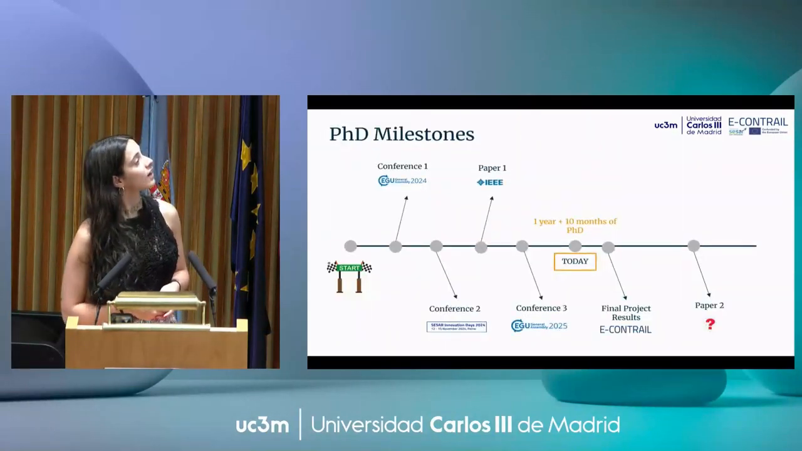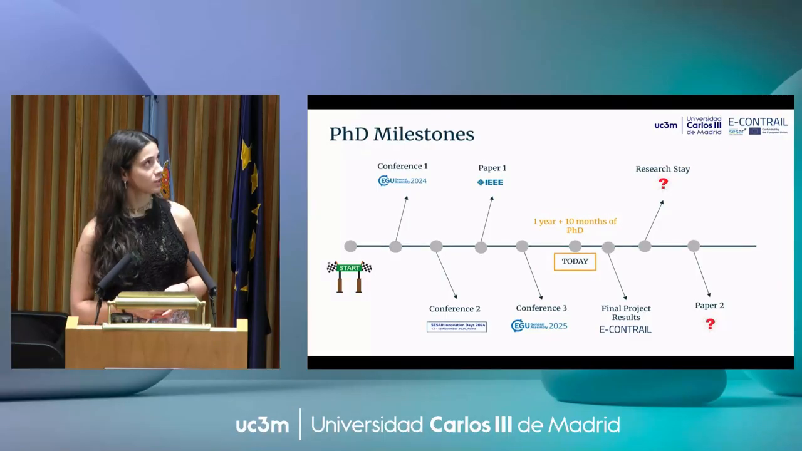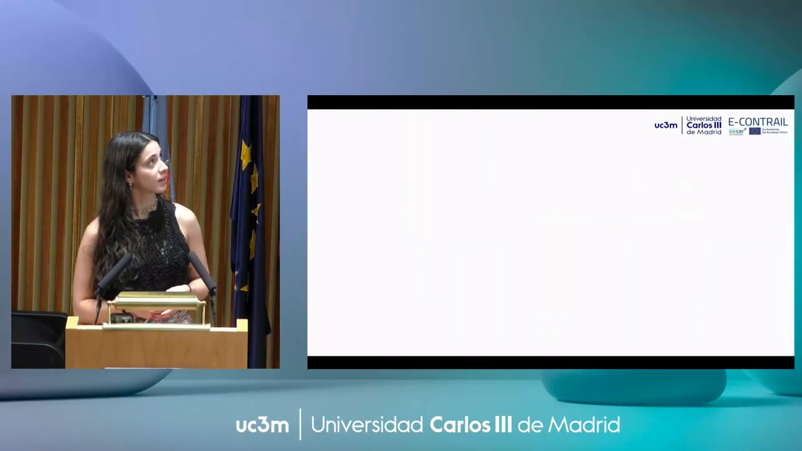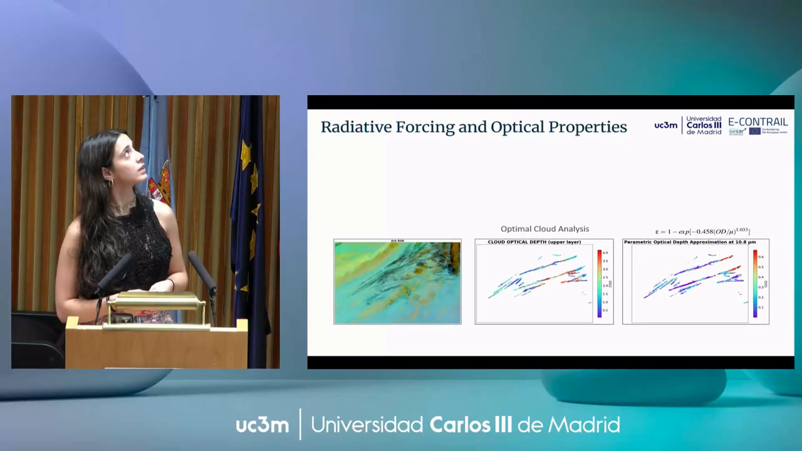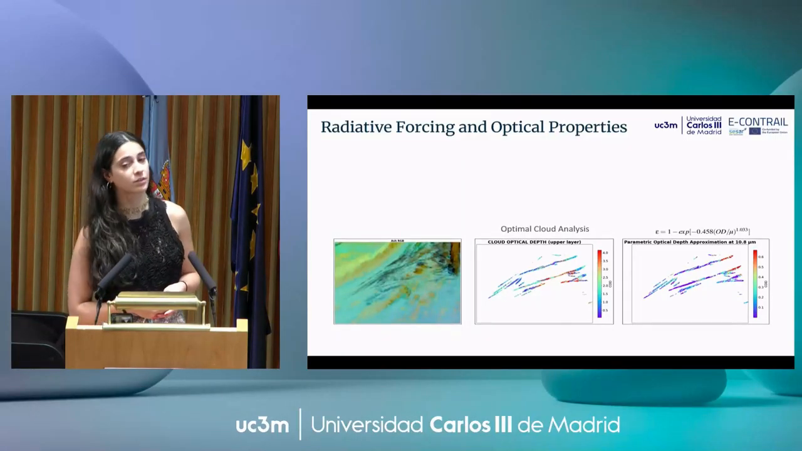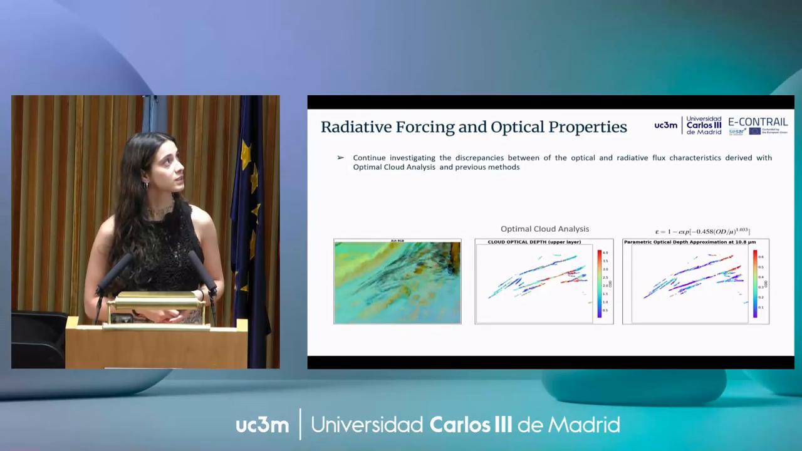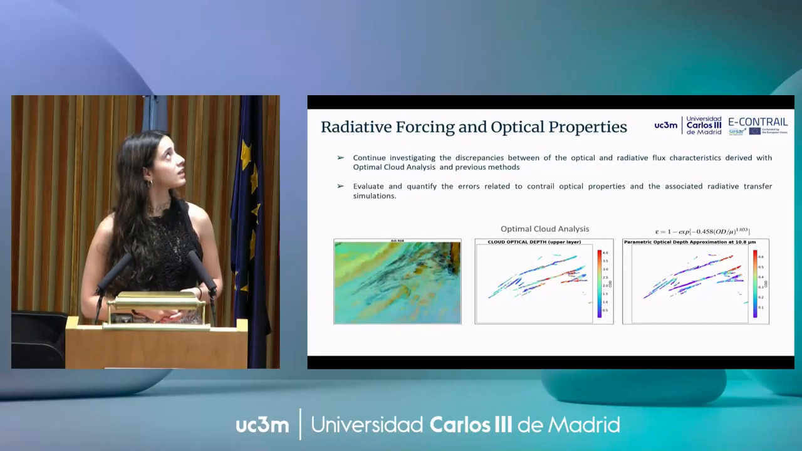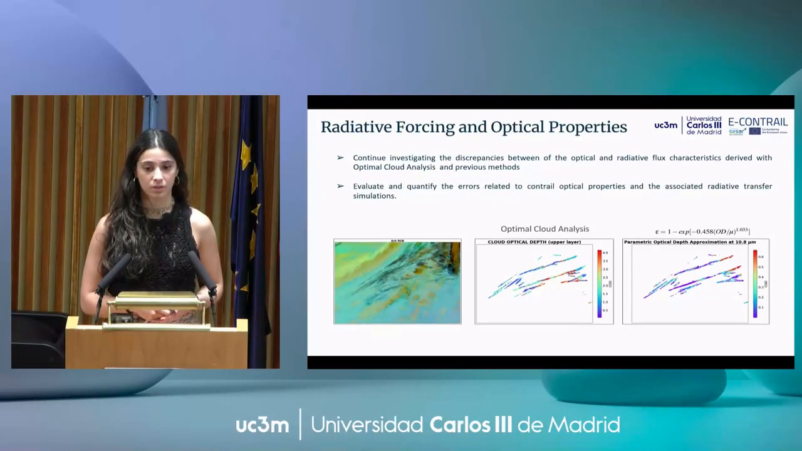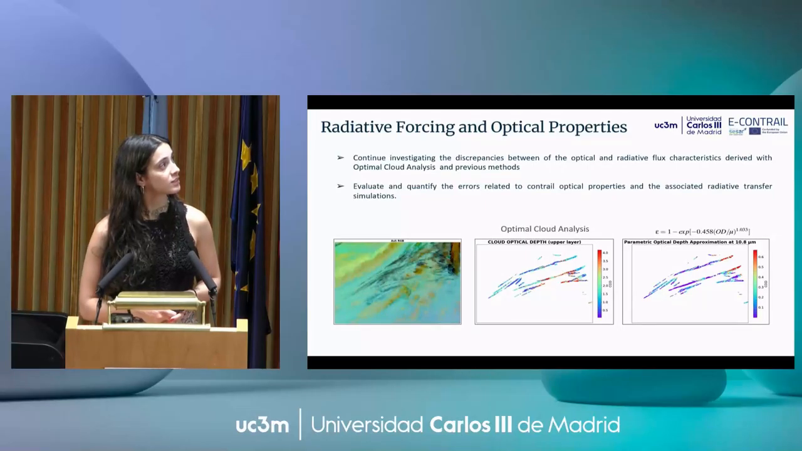And we find that in January we had the warmest contrail impact, while in June we had the coolest contrail impact. And also at some point I should do a research stay, and most likely I will be investigating this discrepancy in the radiative forcing and optical properties with other studies, and also try to quantify the errors of these methods.